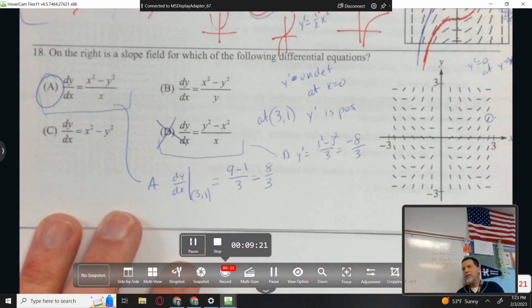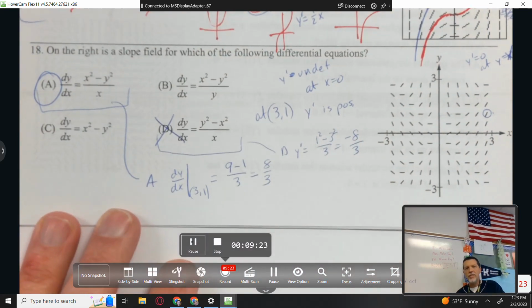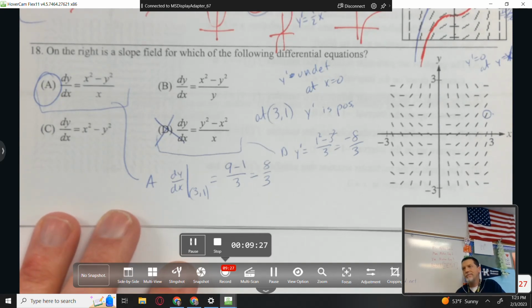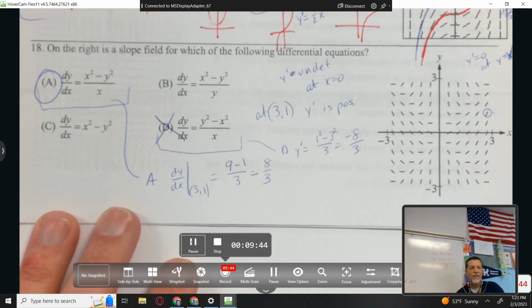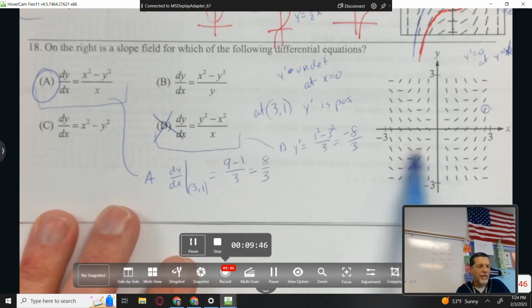So these matching ones are process of elimination and using sort of everything at your disposal. Check a point, look at where things are undefined or 0, where it is positive or negative. Some people start to like these once they get the hang of it, because once you get the tools down, they're not really that hard. But until you get it down, it does feel a little bit weird.